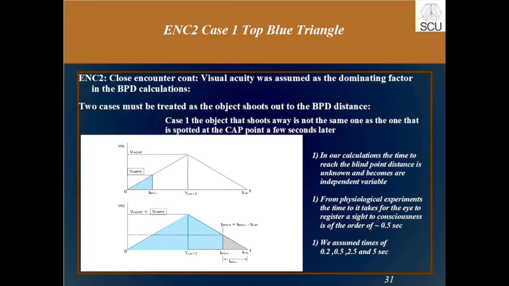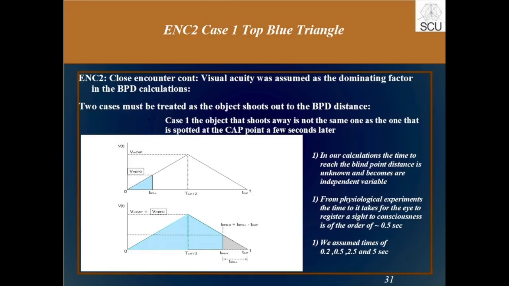And so we're going to do the calculations for all that. The first case is where the object shoots away and it's not the same one as the cap point. It just shoots off. It uses the first part of the equations, a piecewise linear equation, and it just shoots off, a rise, and it disappears. We're going to calculate the distance and time it takes and the power used in order to do that. The second case is when it's actually the same.